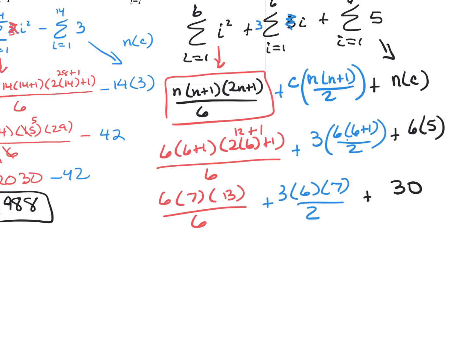Now again, if you want to simplify, the 6's will cancel. 7 times 13 is 91. Here, if you want to simplify, you could make that a 3. 9 times 7 is 63. Drop down the 30, add them, and the sum is 184.